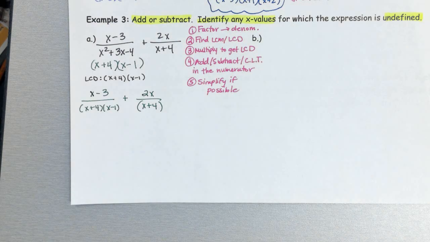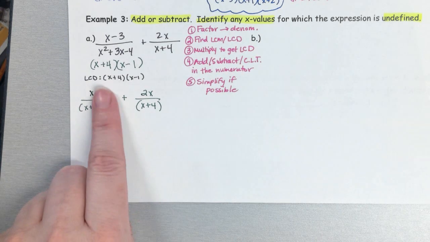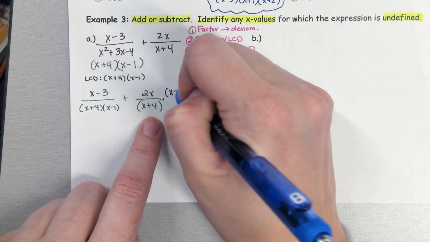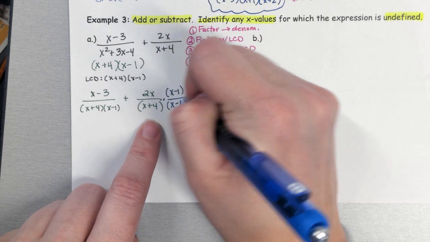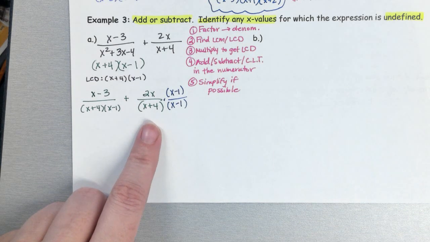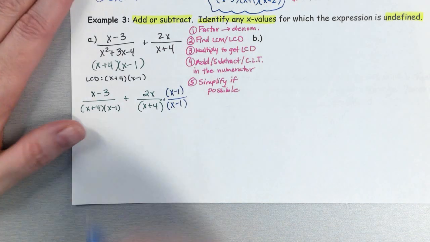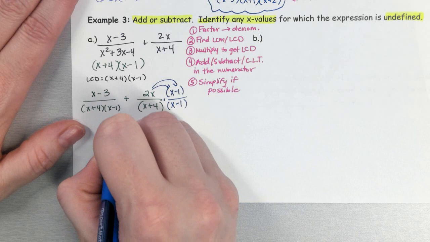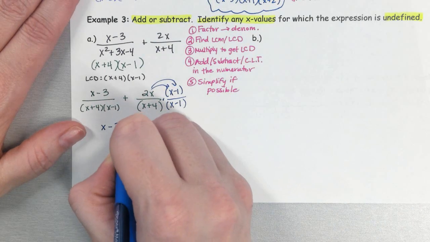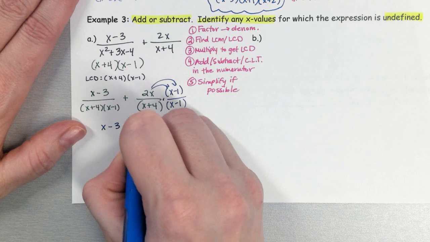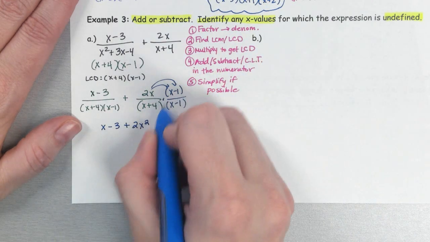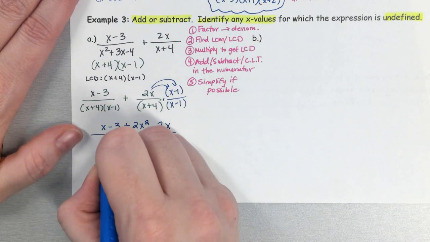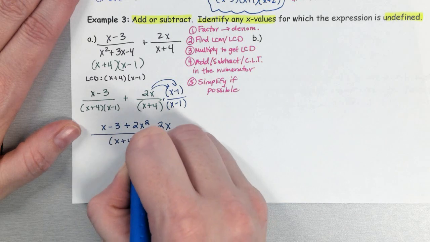Now we're going to multiply, okay? So what part of the LCD is this one missing? Okay, so we're going to multiply the top and the bottom by x minus 1, and then we'll have the LCD, okay? So the first one we don't have to do anything to. This one we're going to have to multiply. So the first one, I keep it the same, and then plus 2x times x is 2x squared, 2x times -1, -2x. And then just leave this on the bottom factored.